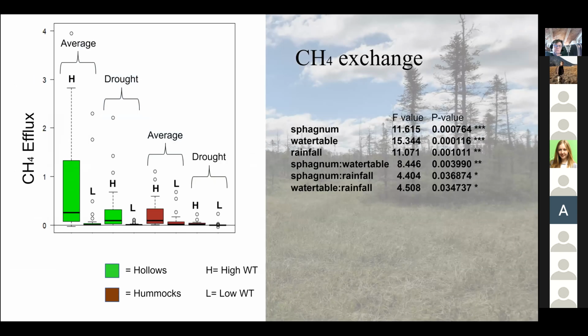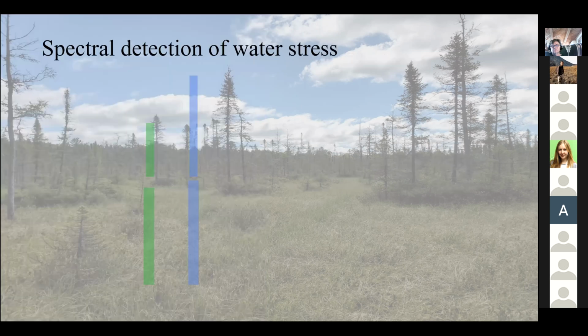And then here we have a figure showing methane flux data, very similar in setup to the last figure, except this one is showing methane emissions. So you can see that methane emissions were highest in the high water table average rainfall treatments and in all the high water table treatments, which makes sense when we think about methanogenesis, which occurs in the anoxic zone. And then overall, you can just see that methane fluxes were higher in the hollows than in the hummocks.